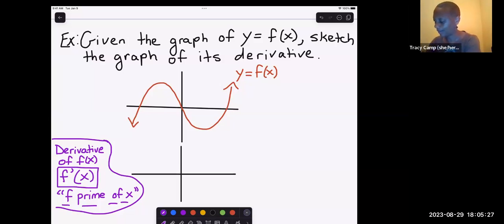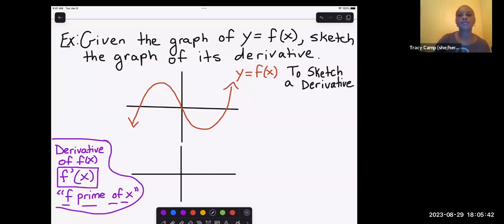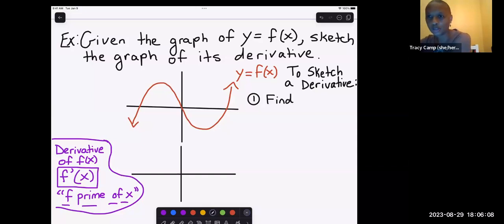I'm going to write out steps that you want to follow to sketch a derivative. And this is just going to be a general sketch, not any sort of detailed sketch. The idea is just to be able to see a function and have an idea of what the shape of its derivative is going to be. So the first thing you're going to do is look for where you have horizontal tangent lines. That means you're basically looking for the high and the low points on the curve.